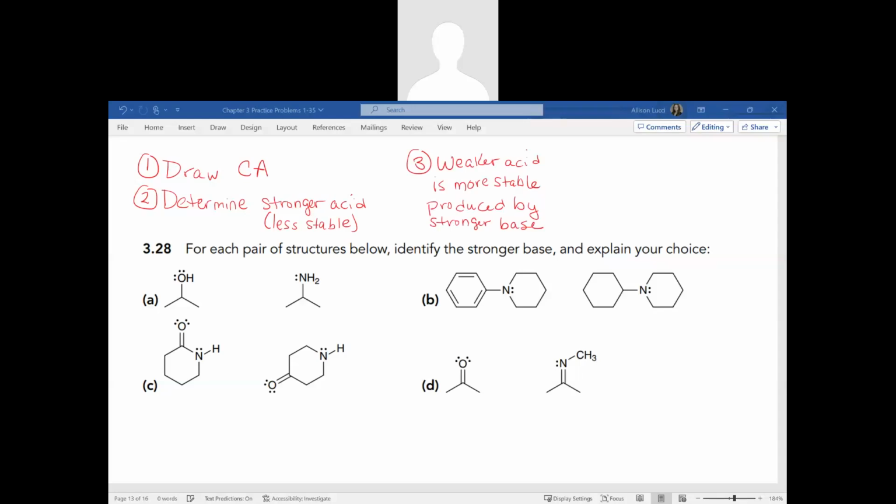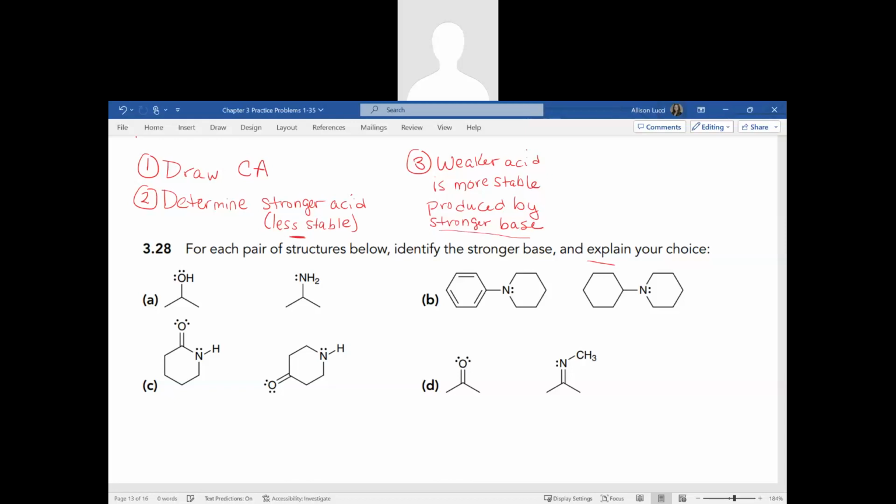We're asked in question 28 from chapter 3 to compare the structures and identify the stronger base in each pair here. So then we're also asked to explain our choice. So first we're going to follow some steps here to determine the stronger base in each of these pairs. First we're going to draw, or at least imagine, the conjugate acid, and then we'll determine from the conjugate acid which is the stronger acid, which will be less stable. Then, once we determine the weaker acid, the more stable compound, that will be produced by the stronger base.